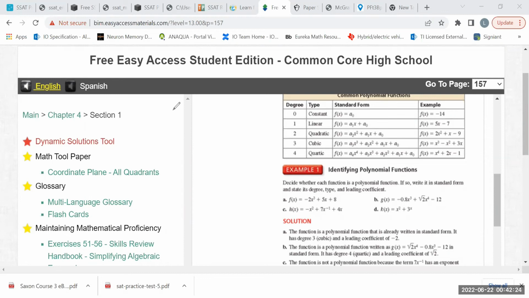Very good. Yes. So the degree of the polynomial here is 4. The leading coefficient is square root of 2. And what you've written is the standard form. Excellent. Can you try part C?